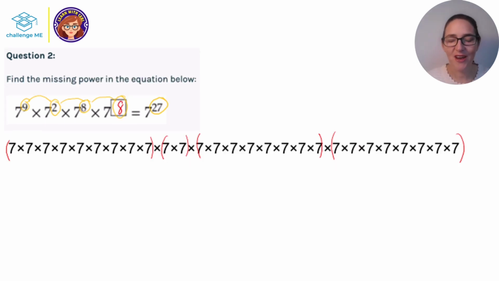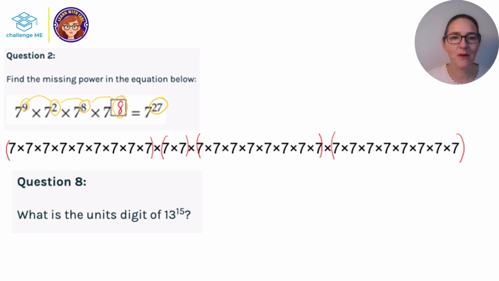And the other question involving indices this week was question 8. What is the units digit of 13 to the power 15? Right, when you are multiplying numbers, the units digit in the result only comes from the units in the numbers in the question. So we only need to focus on the 3 being multiplied, because the 10 in the 13 is never going to impact the units digit of the result.